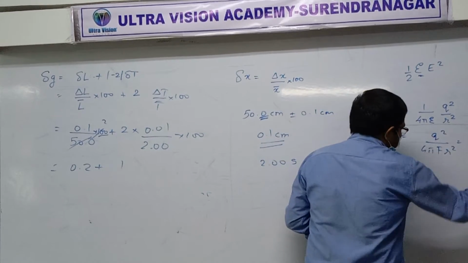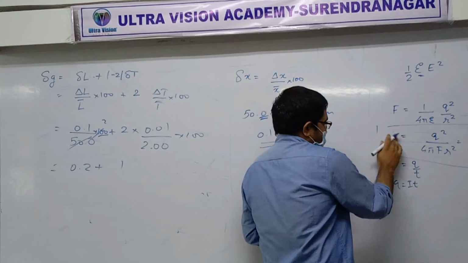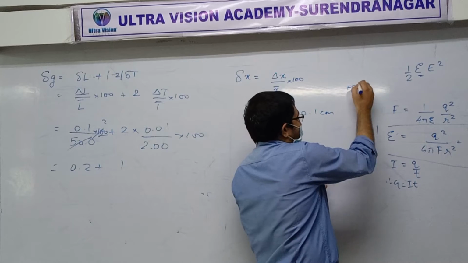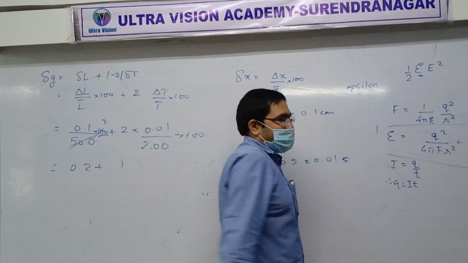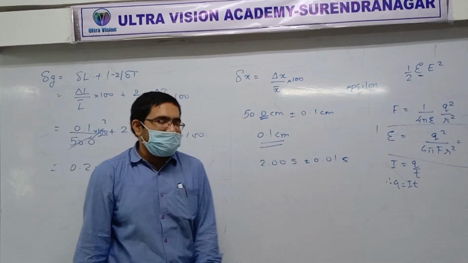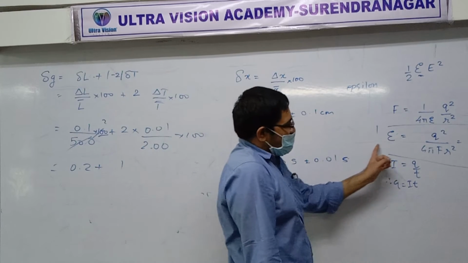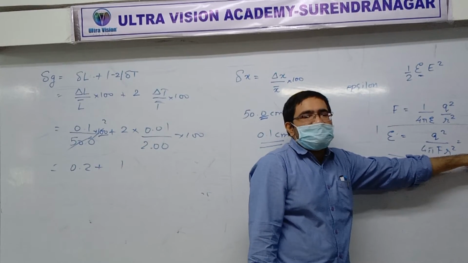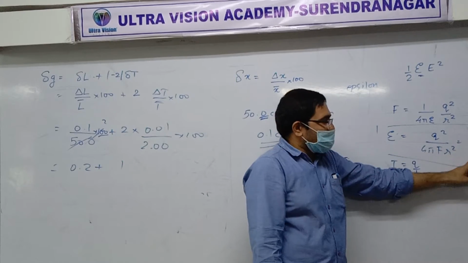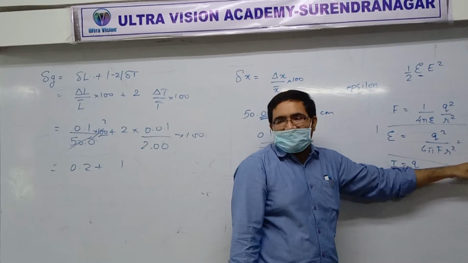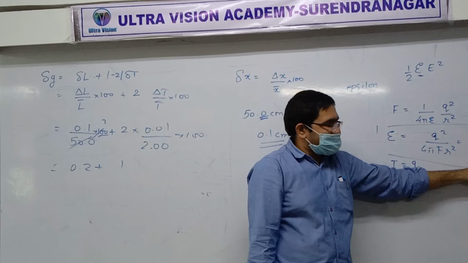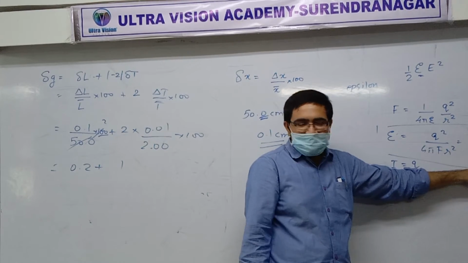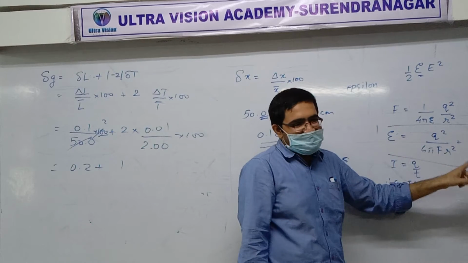Okay, so use this to find dimensions of epsilon. What is this called? Epsilon. E-P-S-I-L-O-N. Epsilon. It's a Greek letter. Okay. Current, you know the dimension. Time, yes or no? F, R, distance. Okay, then we can put everything, you can find it.